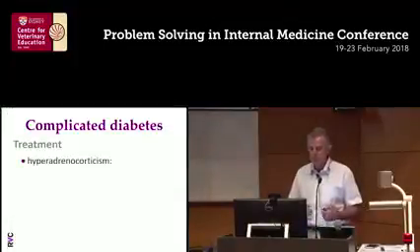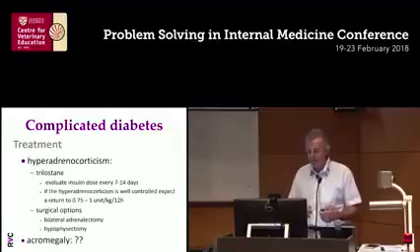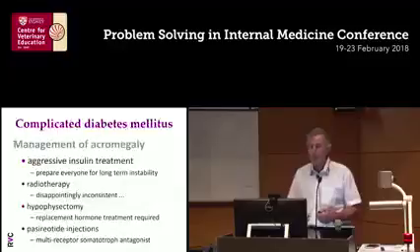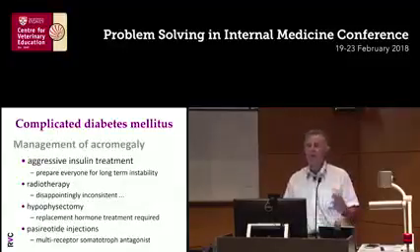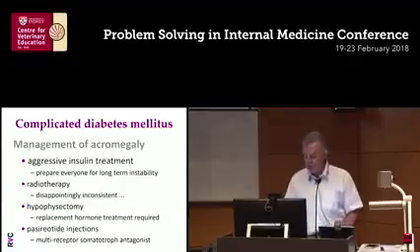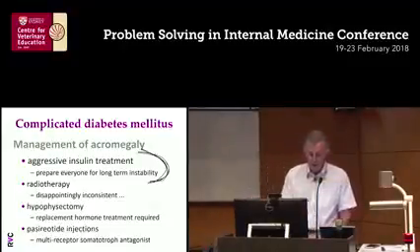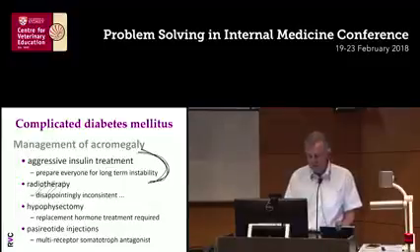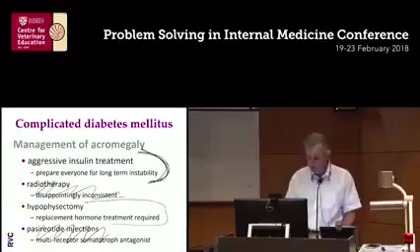So what are we going to do about acromegaly? Aggressive insulin treatment, they won't go away. If the owners don't want to do anything, we have to bear in mind that these cats are not going to be able to be controlled. Radiotherapy is disappointingly inconsistent. Paclitaxel injections are available, but they're very expensive. We've shown that they work, but they're very expensive. This is the option.